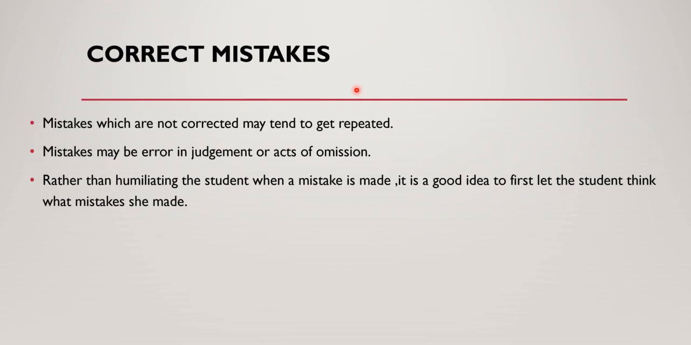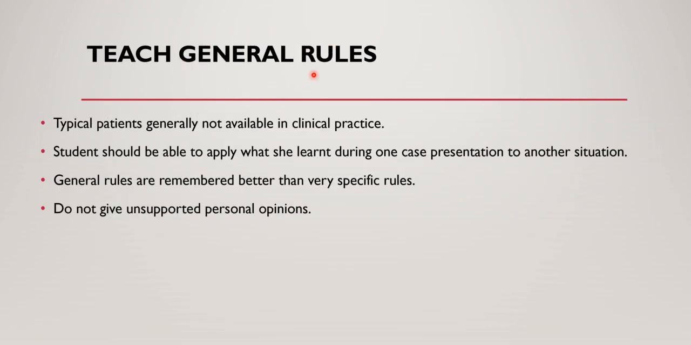Now fourth is we have to correct the mistakes. Mistakes are often repeated, so we have to correct them. It can be error in judgment or act of omission. And rather than humiliating the student, we should not humiliate the student when a mistake is made. It is a good idea to first let the student think about what mistake they have made, and then we have to correct that mistake. Last is to teach the general rules.